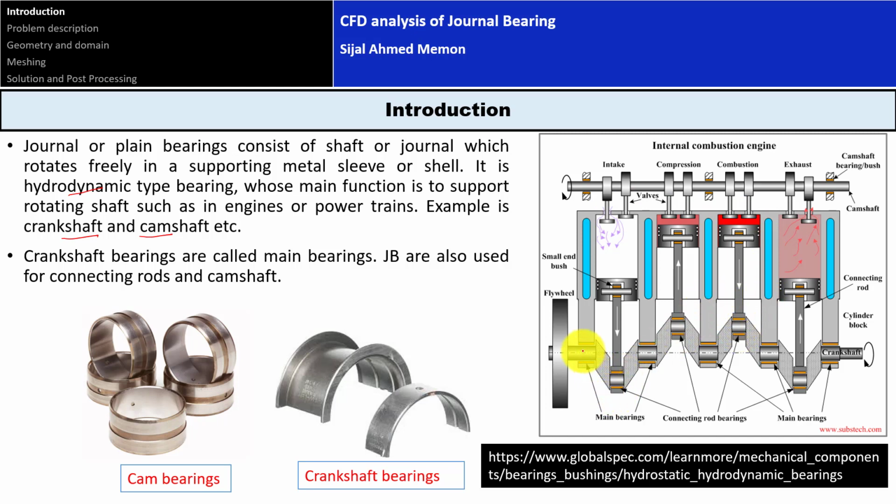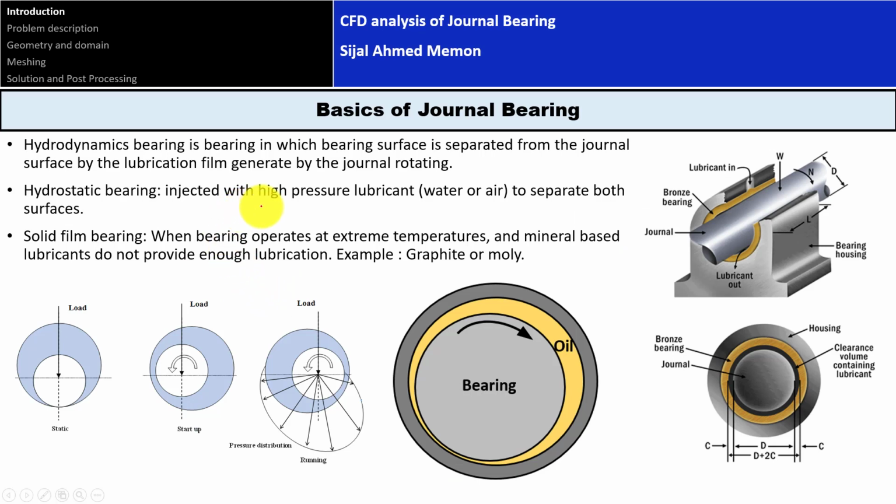Here you can see that we have the main bearings, and then we have the connecting rod bearings over here. Main bearings are over here, they are supporting the main load. Then the connecting rod bearings are here, and they are connected to the crankshaft. And also we have the camshaft bearings, which you can see over here. The crankshaft bearings are called the main bearings, and journal bearings are also used for the connecting rods and the camshaft.